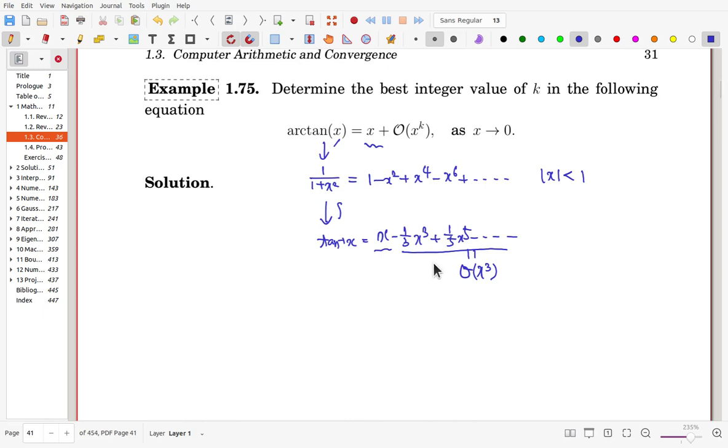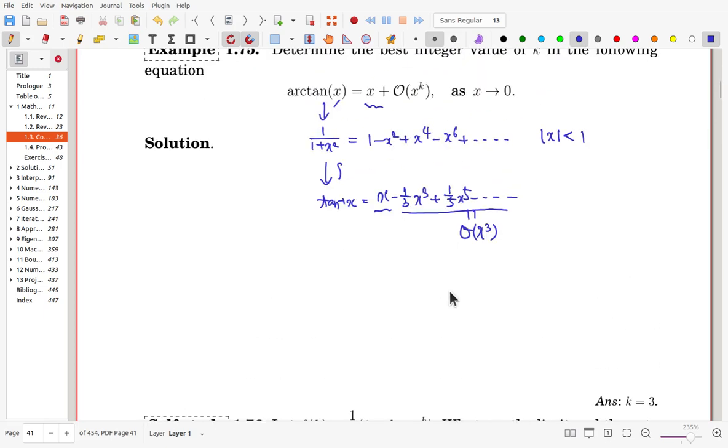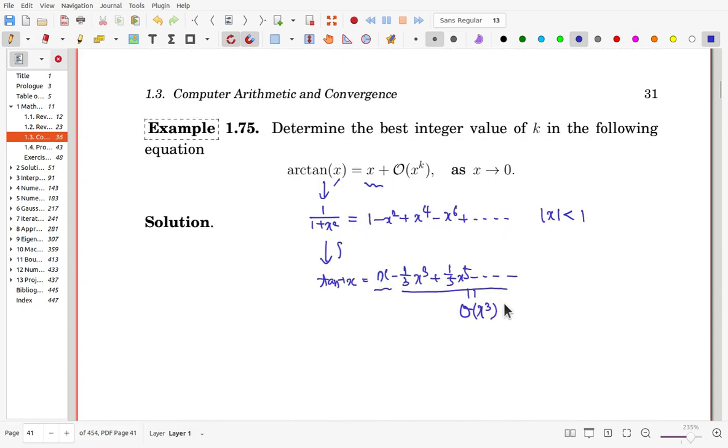And yeah, k must be 3. And this is one way of solving this problem. Now, you may solve this problem another way. Okay, this is number 1. And another way, you may think in this way.